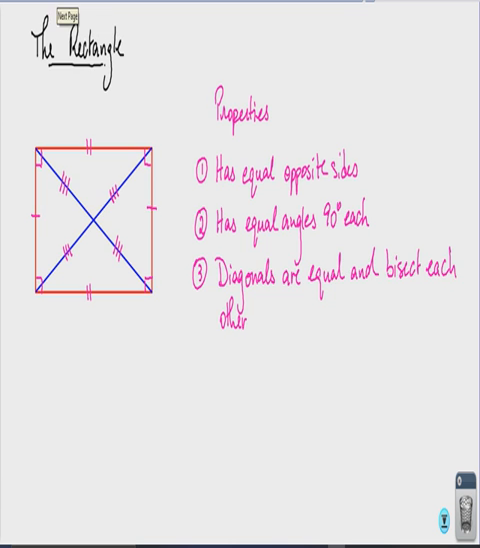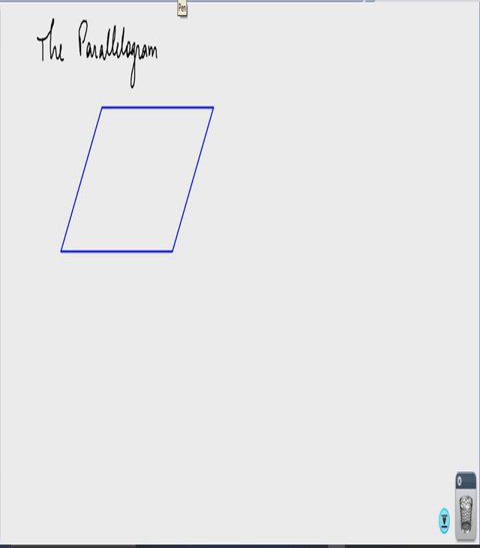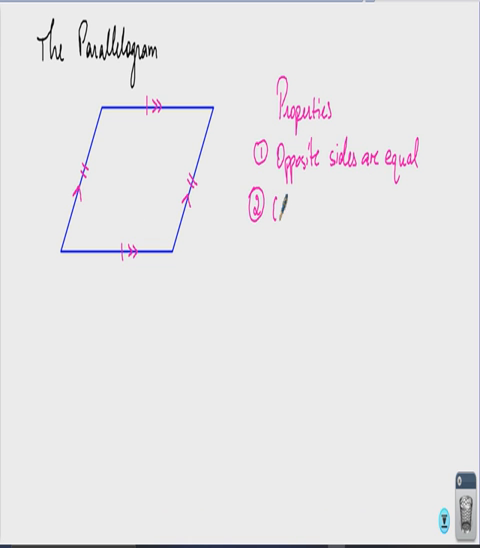Next shape is the parallelogram. Let's draw a parallelogram. That is a parallelogram. So, what are the properties of the parallelogram? First property, opposite sides are equal, similar to the rectangle, this one. Opposite sides are equal. Second property, opposite sides are also parallel. So this is parallel to this and this is parallel to this. So number 2, opposite sides are parallel.